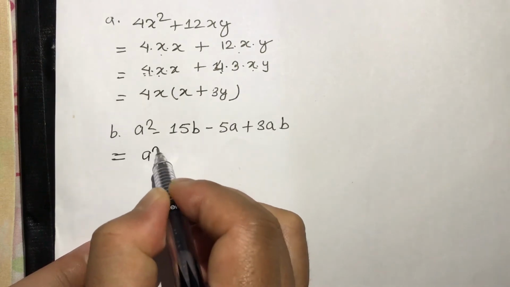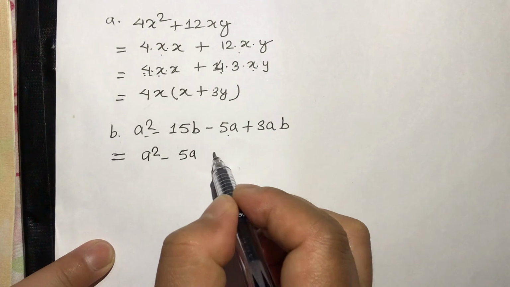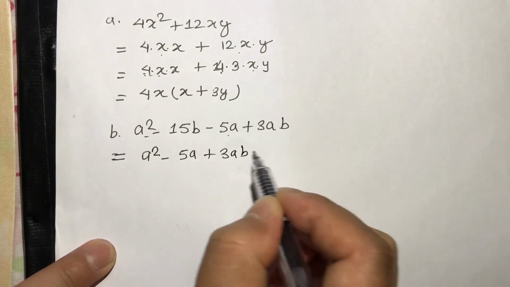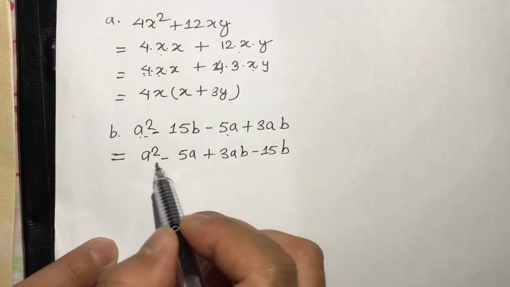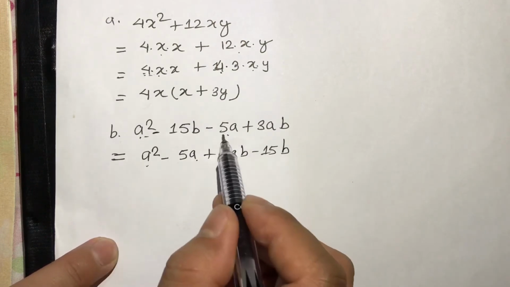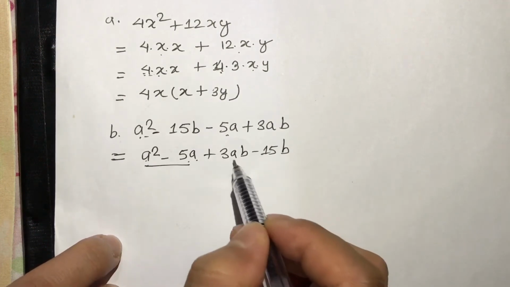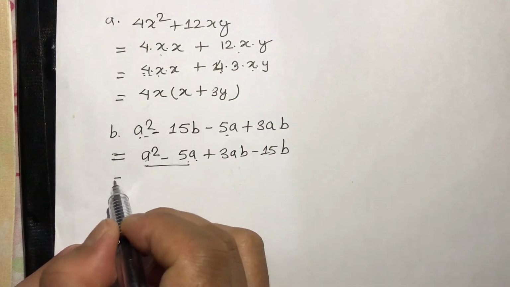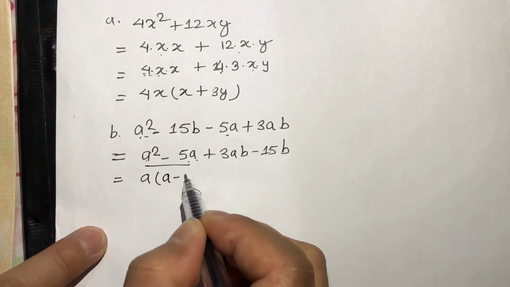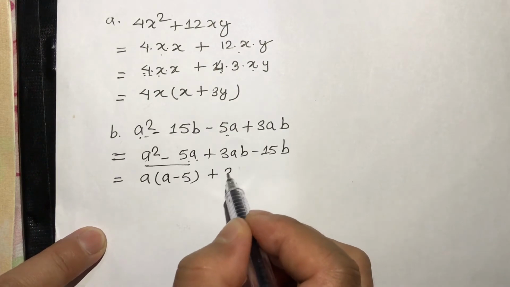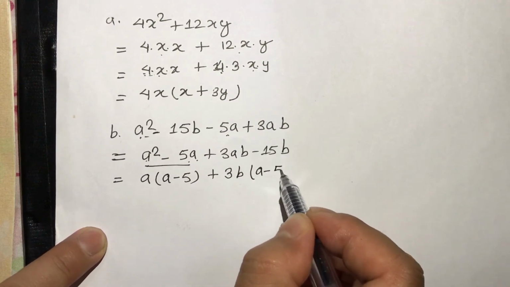So here a square minus 5a, we group it like this, and another 3ab minus 15b. We group in such a way that common can be taken. Here a square and minus 5a are grouped together so that there exists a common: a is here also, a is here also. After taking common, it becomes a minus 5, and here 3 is common and b is also common, so by taking 3b common, a is left here, and 5 is left here.